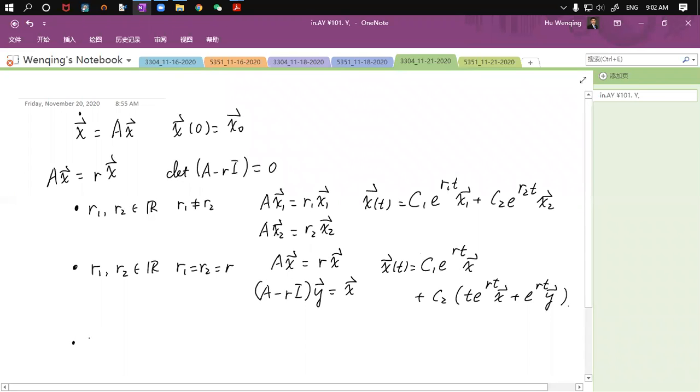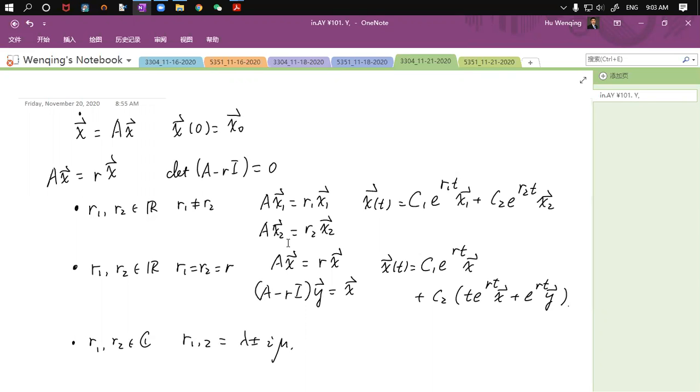Now we're going to work with the case that r1 and r2 are complex. If they are complex, you must have lambda plus or minus i times mu. That means the two roots share a common real part as well as a common imaginary part, right? So what happens in this case? How are you going to create the general solution when the two roots are complex conjugates of each other? That's an interesting question that we're going to resolve within today's lecture.